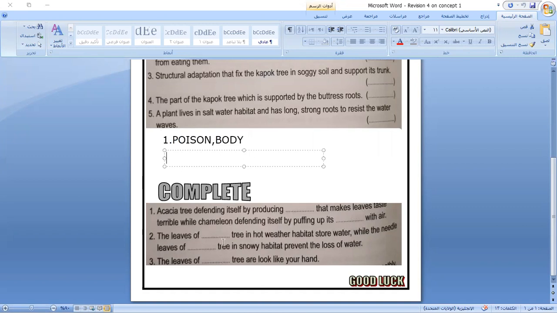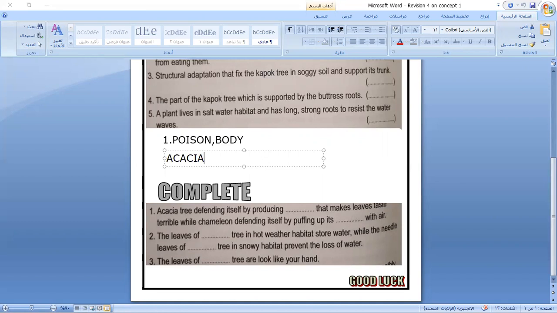The leaves of a tree in hot weather habitat store water. What is the type of plant which we studied which lives in hot weather and stores water in the leaves? Yes, it was acacia. Very good. Acacia tree can live in the hot weather by keeping water in the leaves.